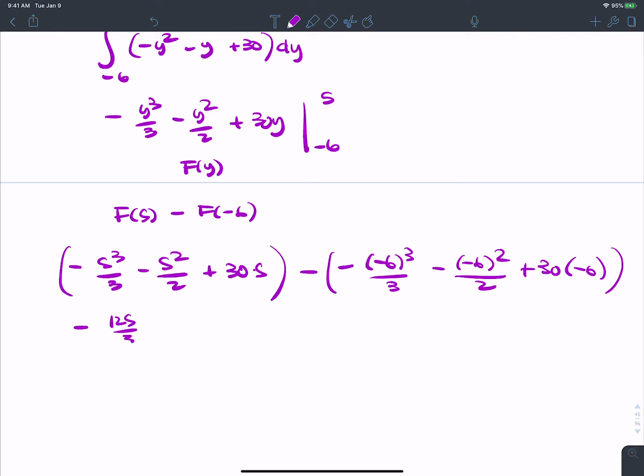Negative 125 cubed minus 25 squared plus 150. I'm going to leave the parentheses here because this will be negative 216. Is that negative 6 cubed? Is that 216? Double check. Is that going to give you a positive 216? Okay, you guys okay with that? Minus 36 halves minus 180.